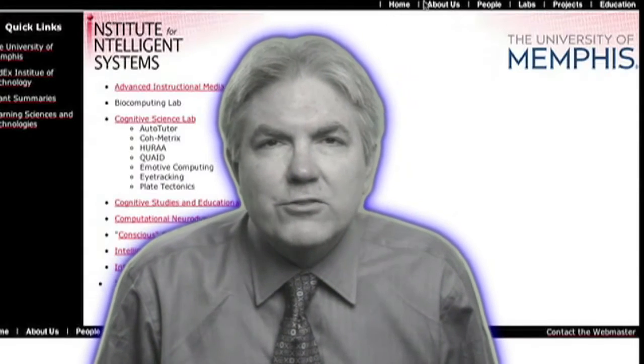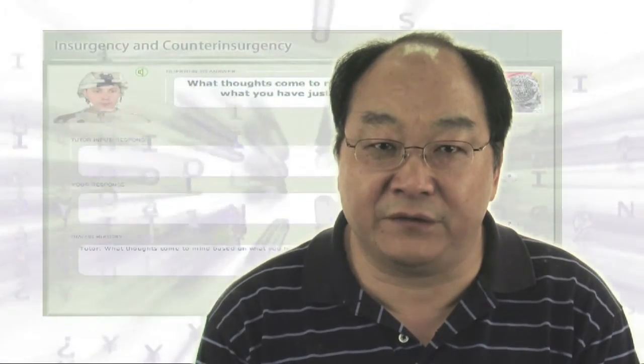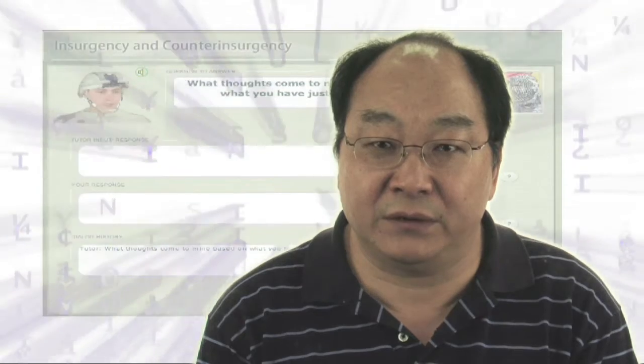The artificial intelligence projects in the IIS include advanced learning systems and advanced discourse and language technologies. One example of an intelligent system is AutoTutor. AutoTutor holds conversations with the learner in natural language. AutoTutor Lite is a simpler version of AutoTutor. It keeps the most important features of AutoTutor, but it's optimized for web-based learning environments.